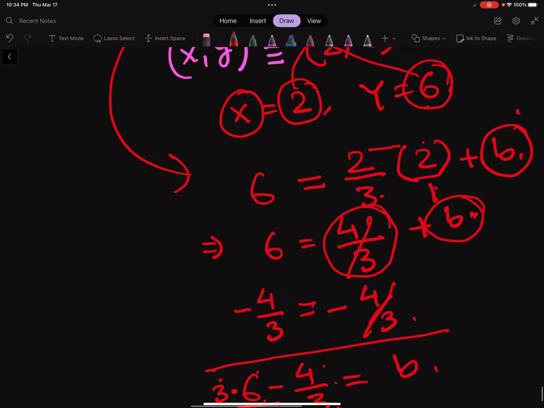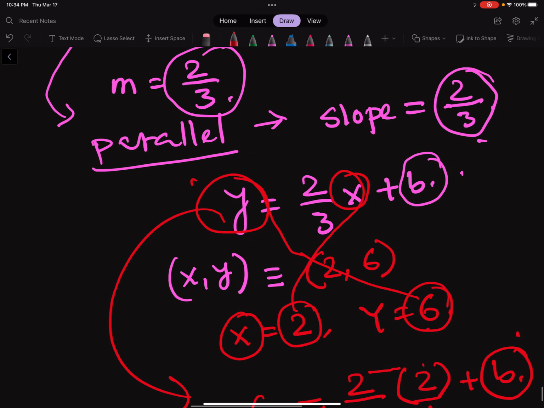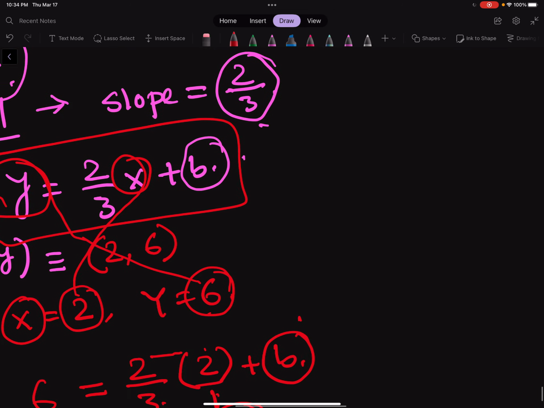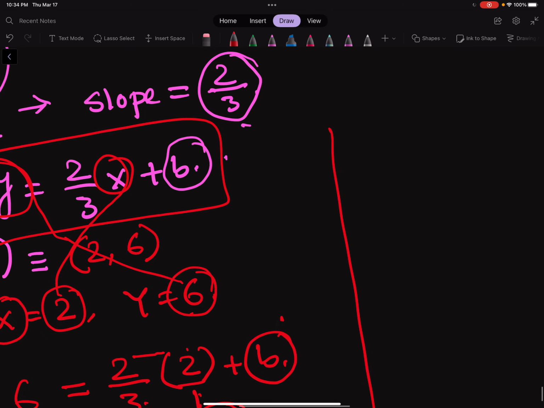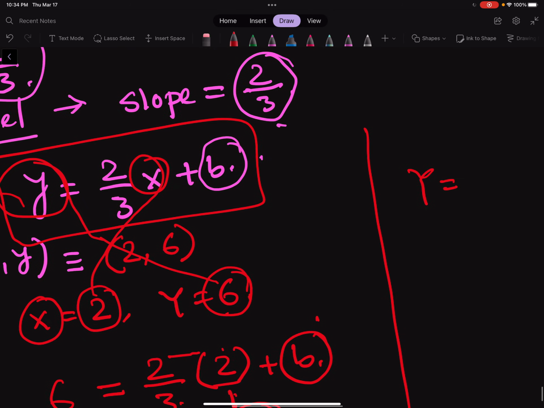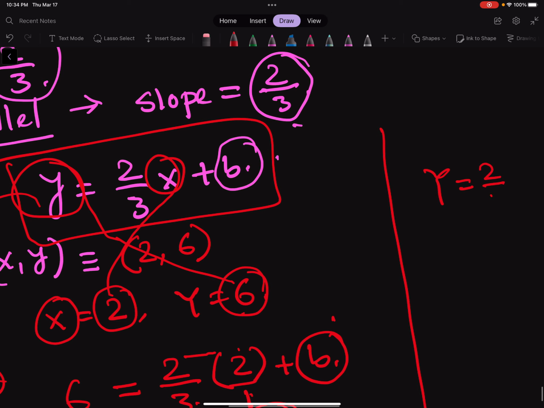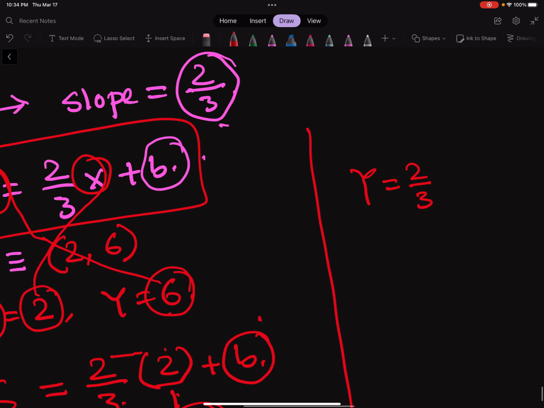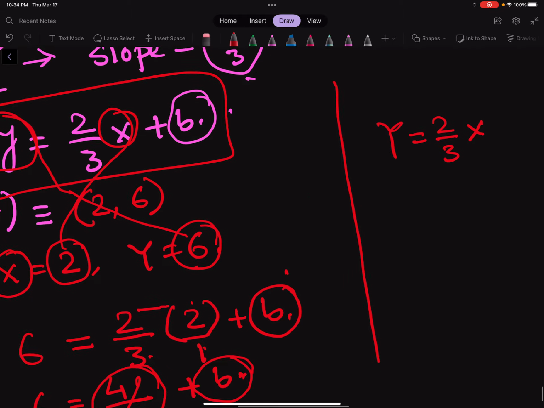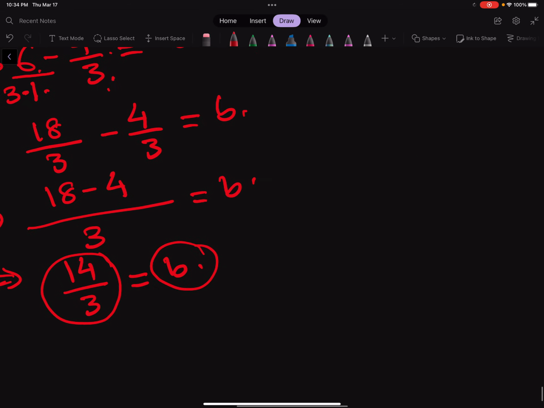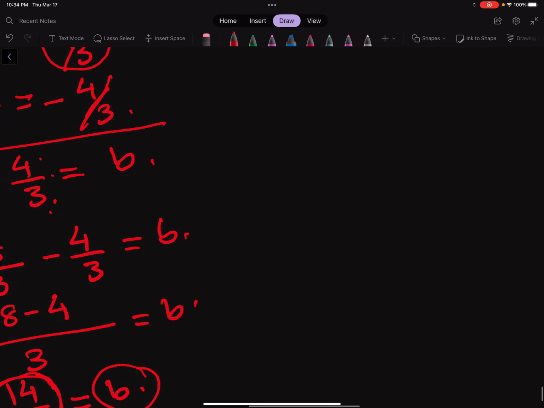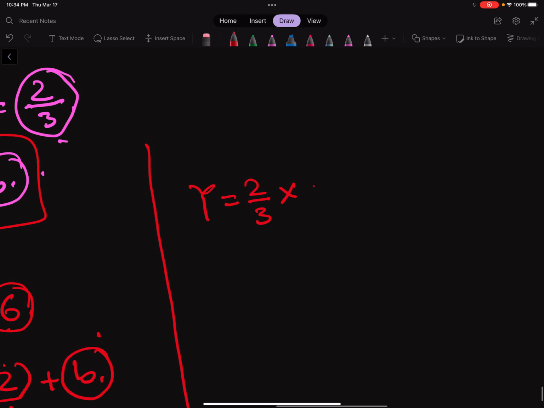Now let's go back to our equation. What was there? y equals 2 over 3x plus b. Let me write it here. So we are working with y equals 2 over 3x, and our b we found as 14 over 3. So let's plug in here, plus 14 over 3. That's it. We found our equation.